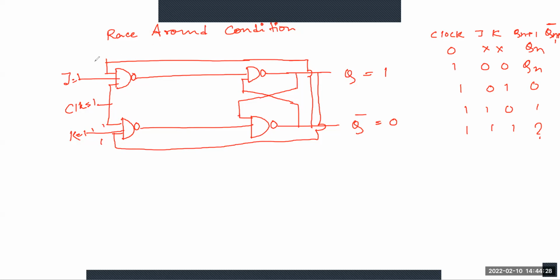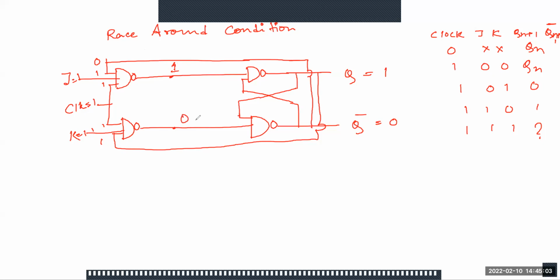So here it is 0 1 1 from J and clock for 1. So 0 1 1. As per the NAND gate, we are getting from here that 0 1 1 means 0. So after that at this point the output is 1, and here this is 1 1 1. So from 1 1 1 we are getting 1. So after this as per the truth table, at this point we are getting 0.